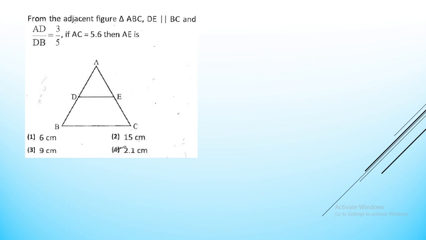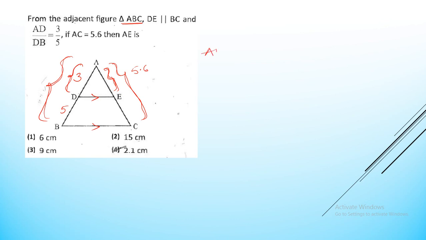In this particular triangle ABC, DE is parallel to BC. So this is parallel to BC. And what he has given, AD by DB is equal to 3:5. Now AC means this total length, no? So this total length is given as 5.6 and he is asking you to find AE. So by observing these particular notations, the same way if I consider the other side also, that also will be my Thales theorem or basic proportionality theorem.